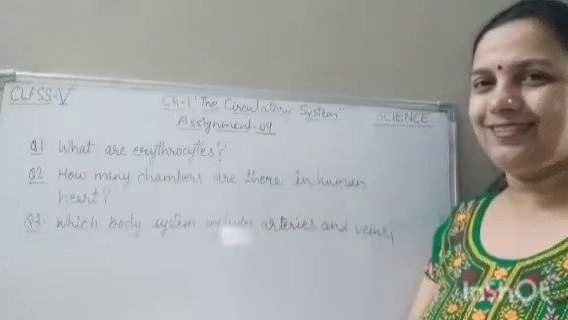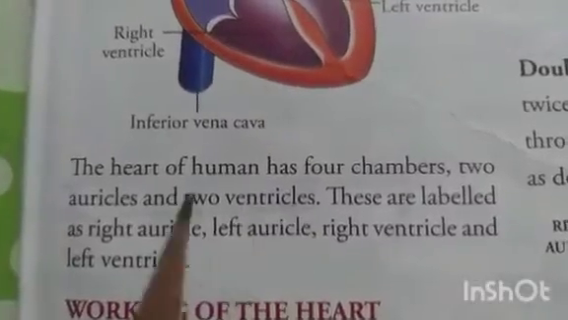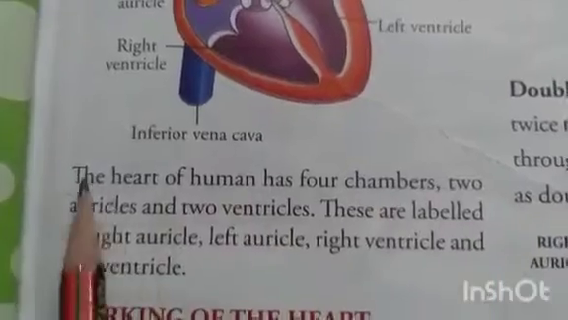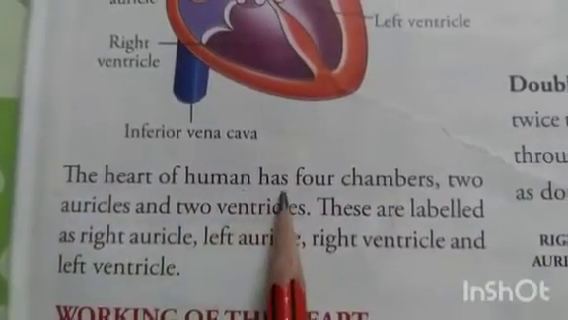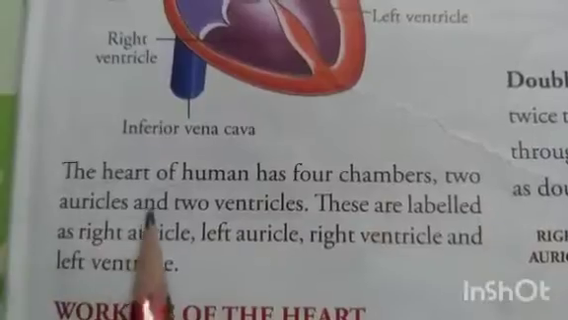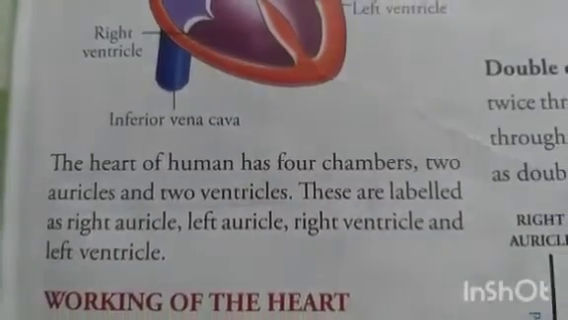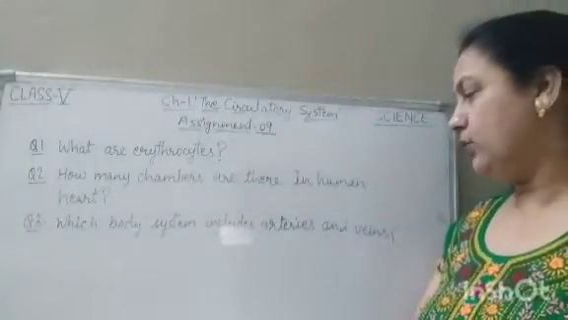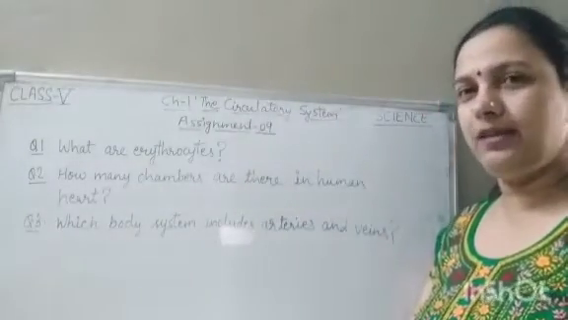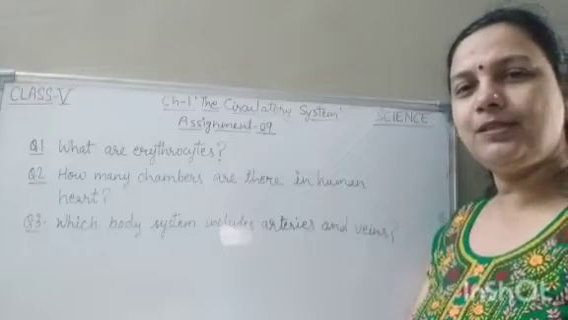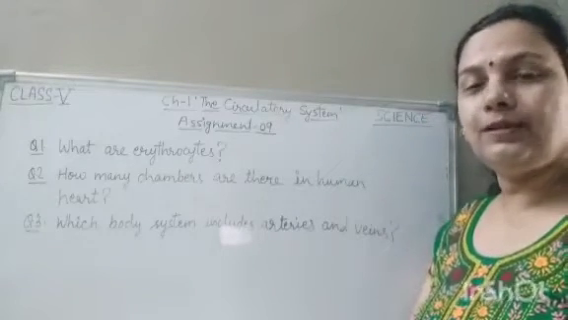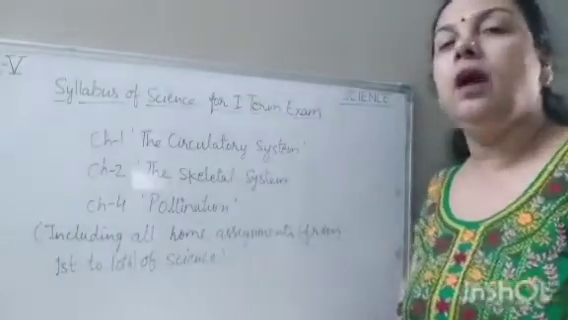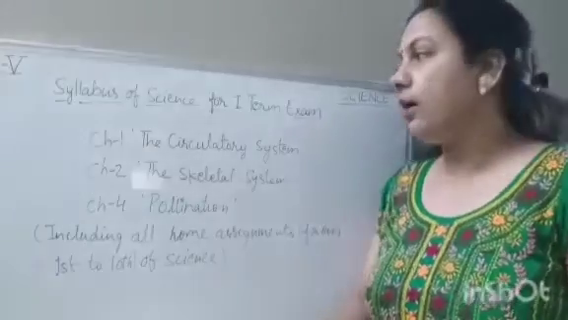Our second question is, how many chambers are there in human heart? You all know that answer. Children, from page number 9, you will write the complete and correct answer. The heart of human has 4 chambers, 2 auricles and 2 ventricles. And the last one, question third is, which body system includes arteries and veins? So, which body system is that? Yes, circulatory system.